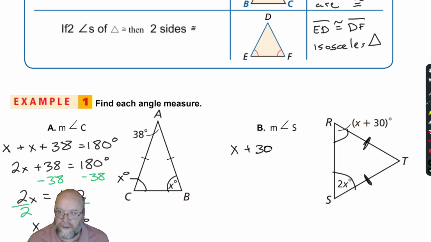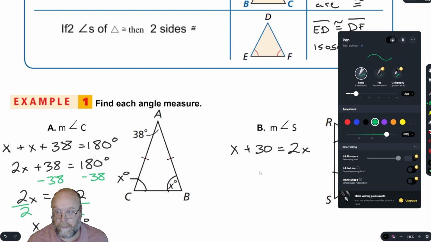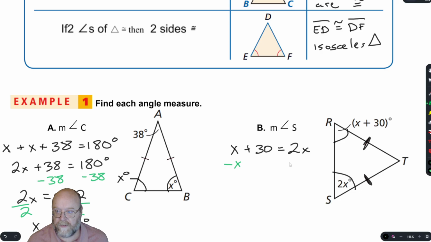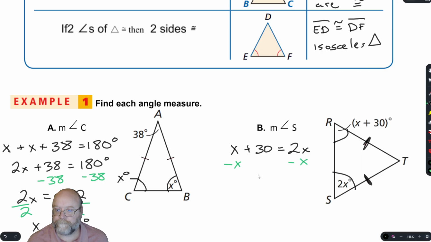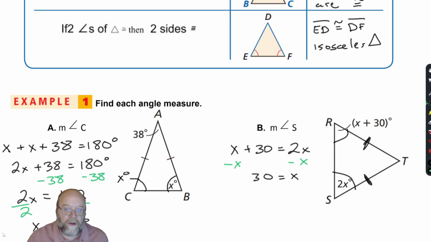X plus 30 equals 2x. Well, if 2x is the same as x and a 30, how much do you think x is? I wonder. Let's see. Subtract an x. Maybe that's easier. 30 is x. All right, we did it. We're done, right, guys? Nope.